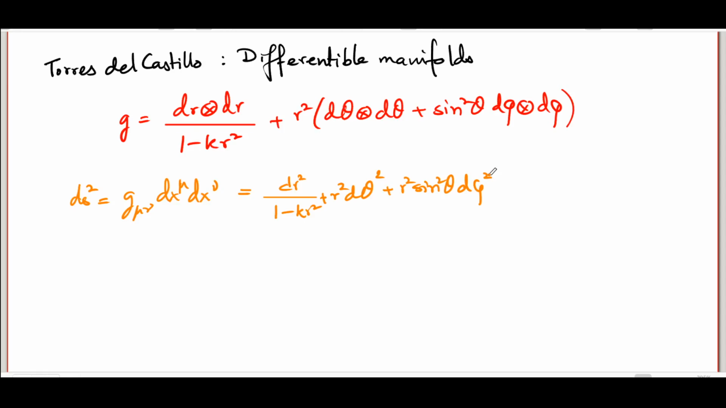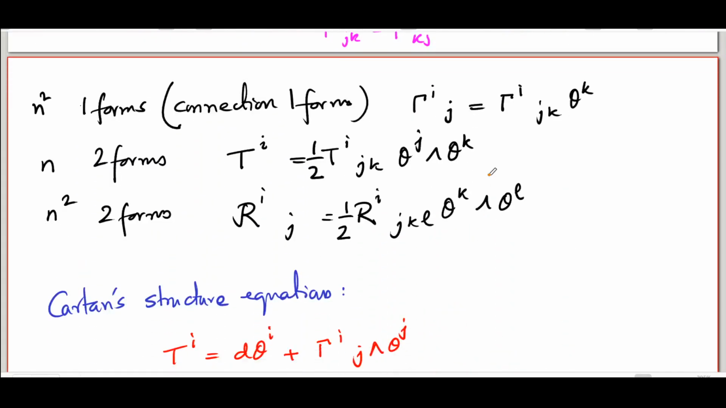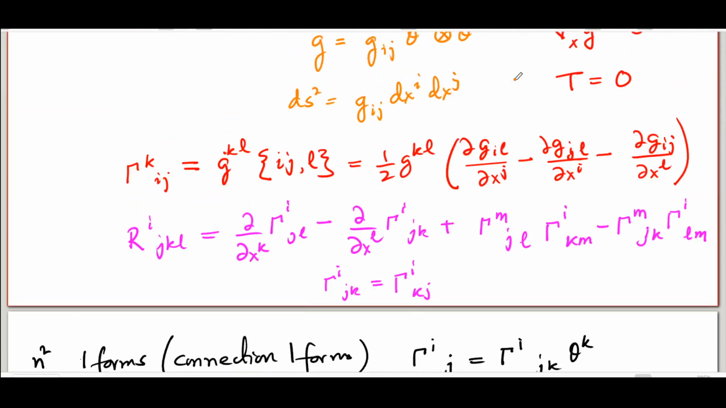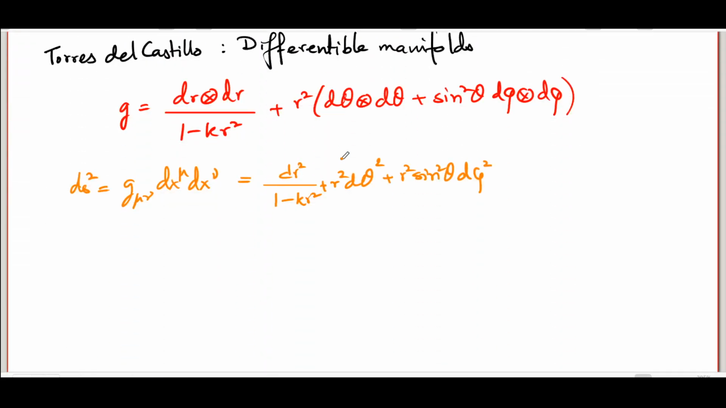Now, one of the first things that you need to do is create the connection 1 forms. But for that, you need the gamma ijk coefficients. The gamma ijk derive, at least for the Riemannian geometric case that we are talking about here, using this particular equation and evaluating each one of the gamma kij's in turn. However, that is really rather difficult.